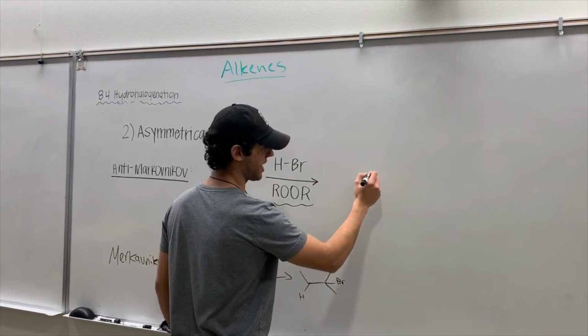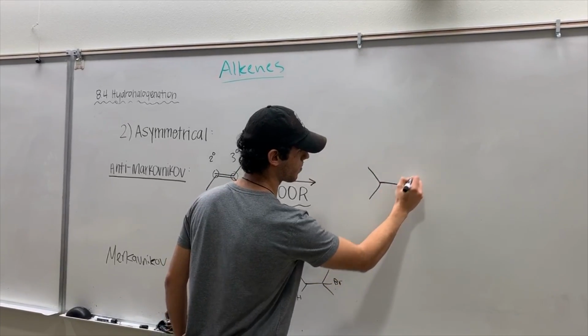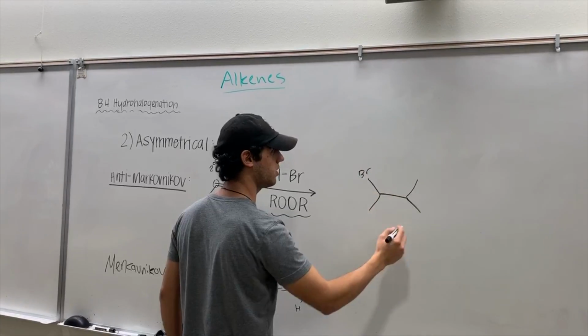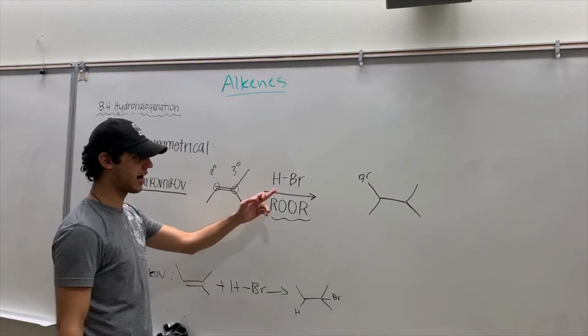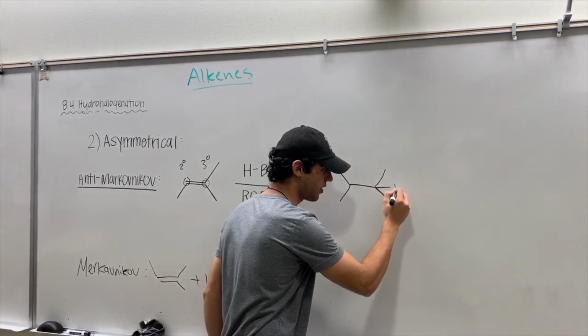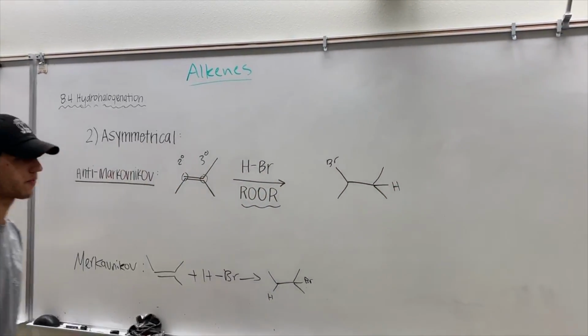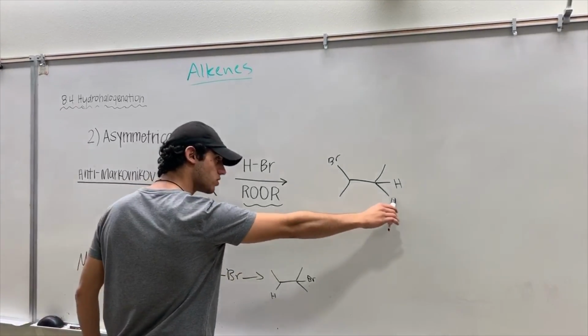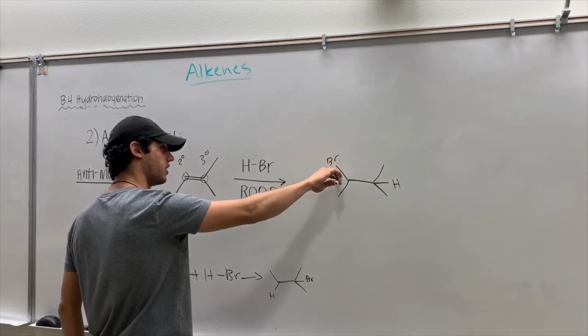My result would be as this, and here's my bromine and the hydrogen. We usually don't write it, but if you insist, then the hydrogen would be here. And this is called the anti-Markovnikov, where the hydrogen gets added to the more substituted side, while the halogen gets added to the least substituted side.